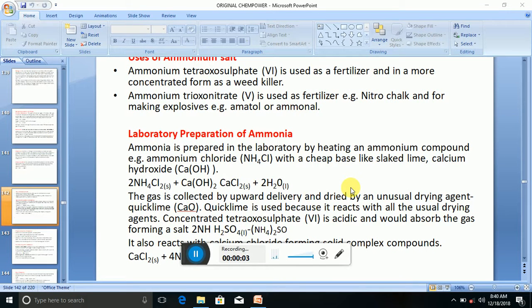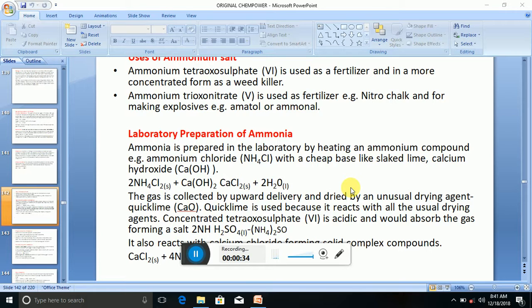Yes, welcome. We are going to be continuing with the laboratory preparation of ammonia. Ammonia is prepared in the lab by heating an ammonium compound, e.g., ammonium chloride, with a cheap base like slaked lime, which is calcium hydroxide. The gas is collected by upward delivery and dried by an unusual drying agent, quicklime, CaO.